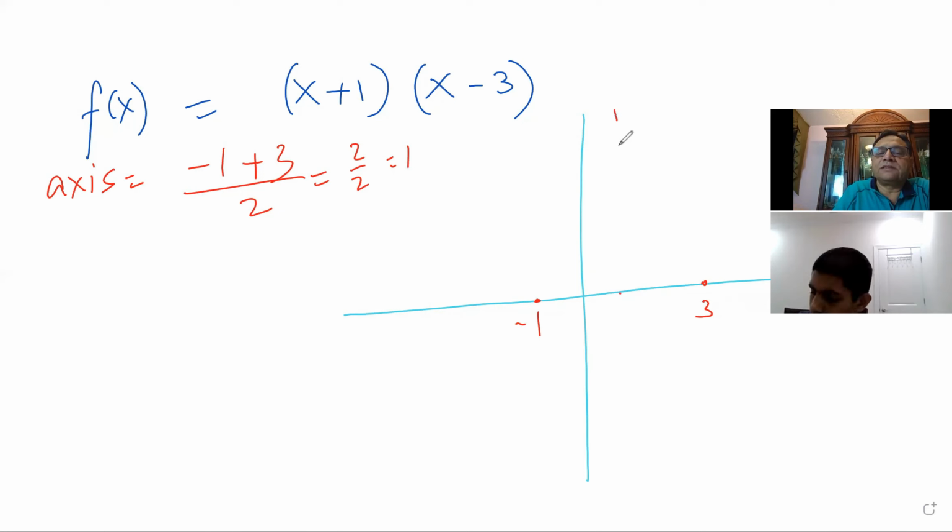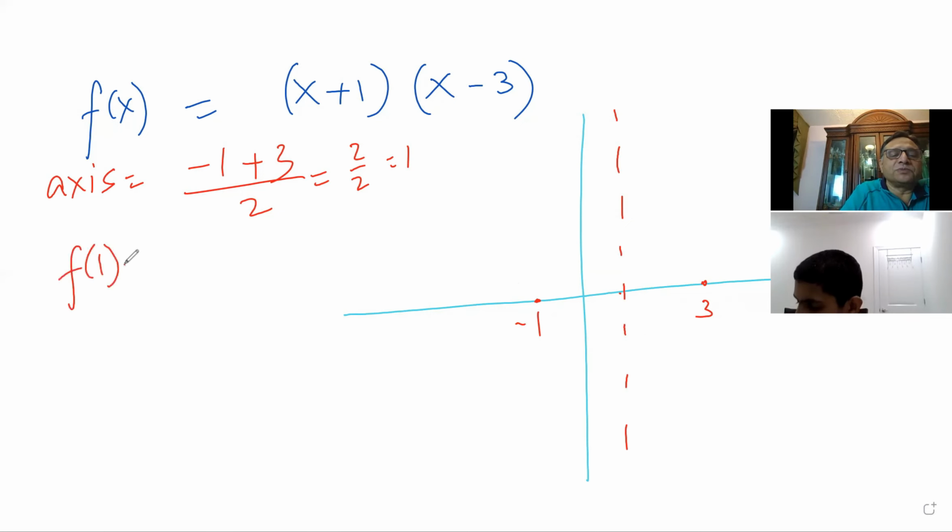So let me draw the axis here. This is not the vertical axis. This is the axis, right? So if I plug in 1, what is f of 1 equal to? That is the vertex, right? So 1 plus 1 times 1 minus 3, which is 2 times minus 2, which is minus 4, correct?